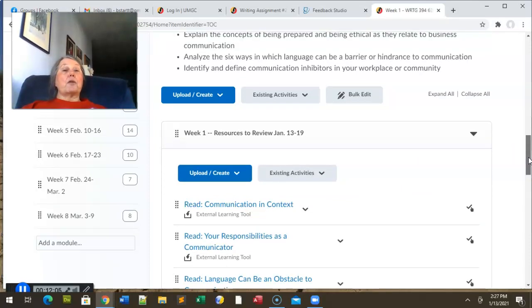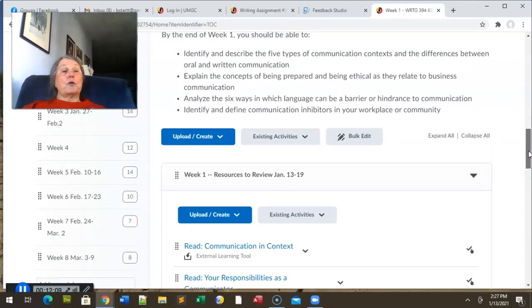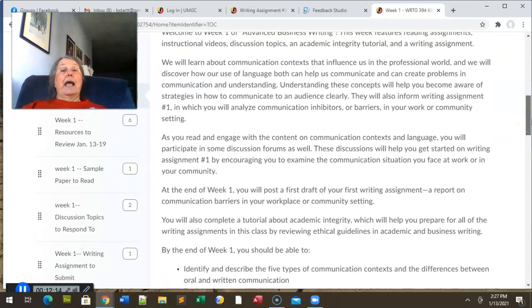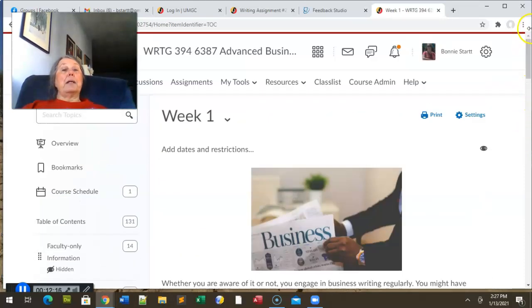And again, if there's anything in there that you think you could use in the future, download it, save it to your computer. Everything that we use here at UMGC is information that can be freely downloaded. So feel free to do that and keep a little file in your computer so that you will have it.